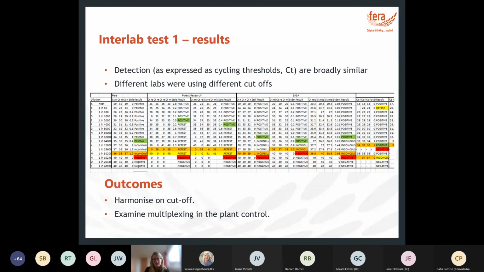One other thing that came out from this was that Forest Research were multiplexing in their plant control, which meant that they were just doing a single assay, and we thought we would take that one forward and other labs would try the same.